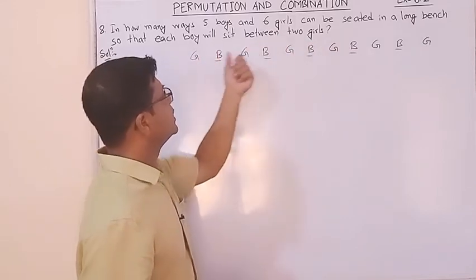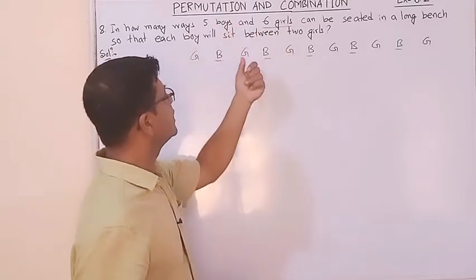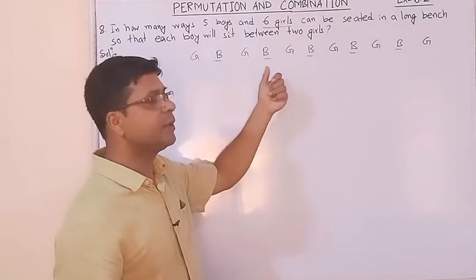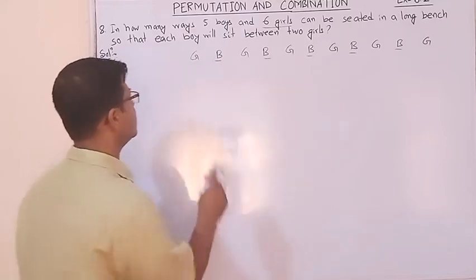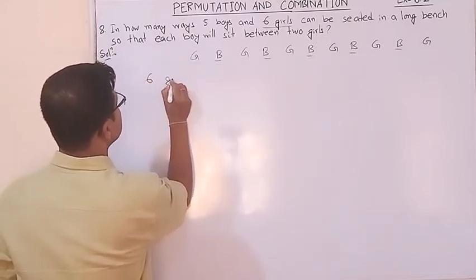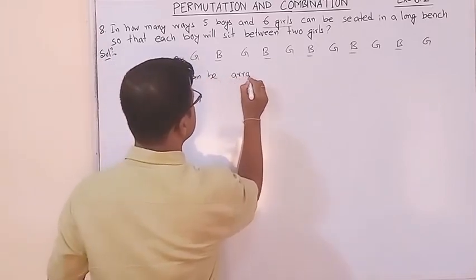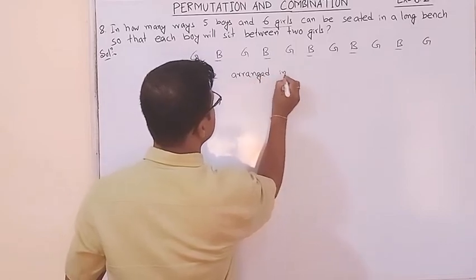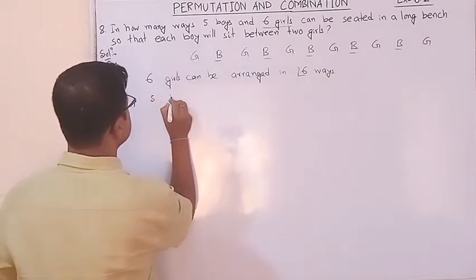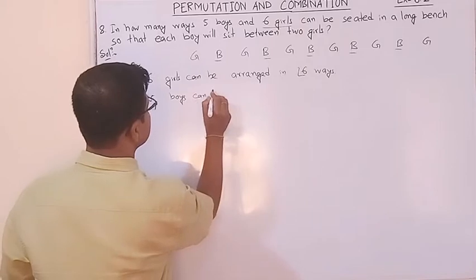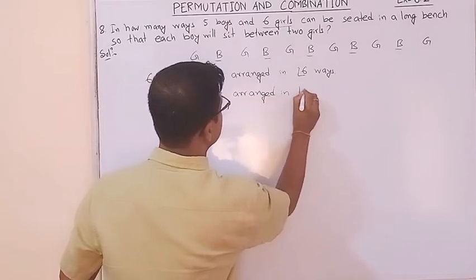You see, earlier we discussed that the 6 girls can be arranged in how many ways? Factorial 6 ways, and the 5 boys can be arranged in factorial 5 ways. So what is the total number of arrangements? Total number of arrangements is factorial 6 into factorial 5. That is our answer. So let us write down. 6 girls can be arranged in factorial 6 ways. 5 boys can be arranged in factorial 5 ways.